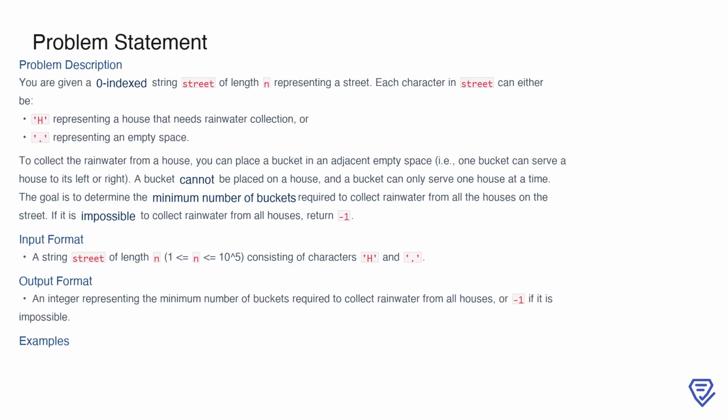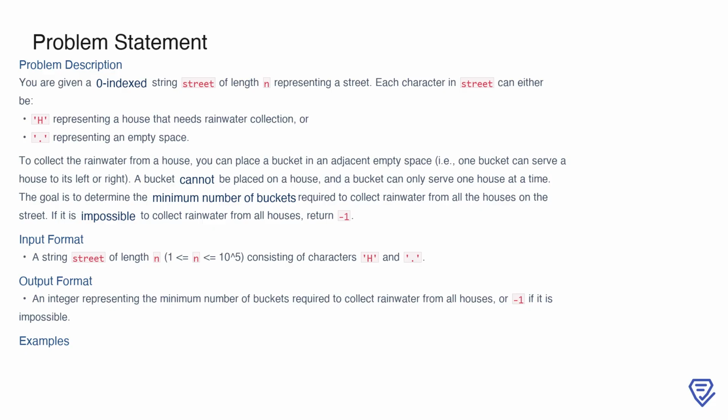In this problem, we are tasked with determining the minimum number of buckets needed to collect rainwater from all the houses on a street. The street is represented as a zero-indexed string called street, where each character can either be an H, representing a house, or a dot, representing an empty space.